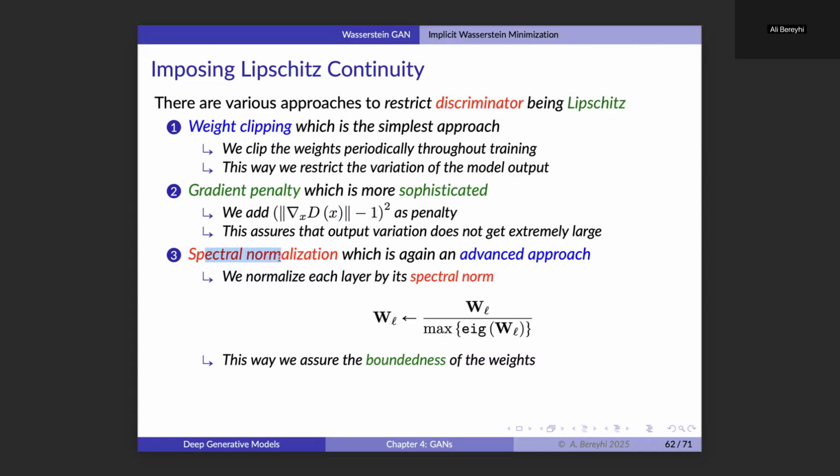So the third one could be as good as the second one. Sometimes it could be less good. Sometimes it could be more efficient, but it's again computationally expensive. And typically in practice, if you want to do one initial experiment, not very sophisticated, you're going to do weight clipping. If you want to do a very sophisticated one, you're going to stick to gradient penalty.